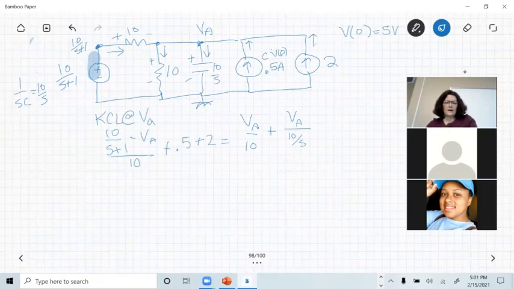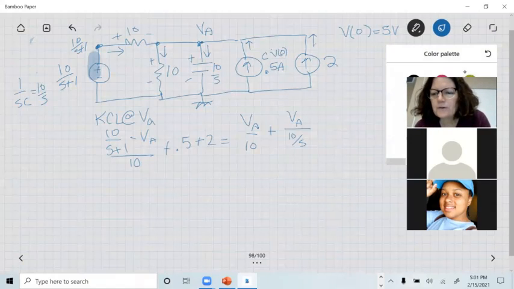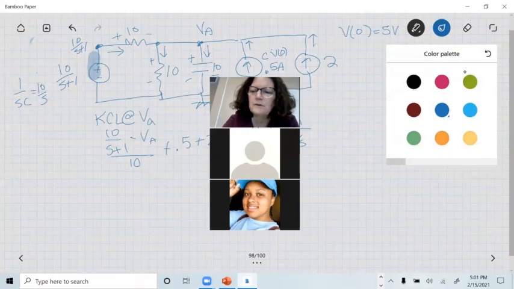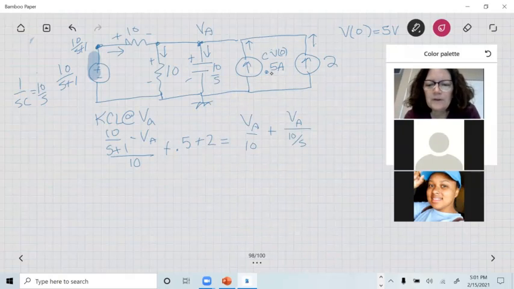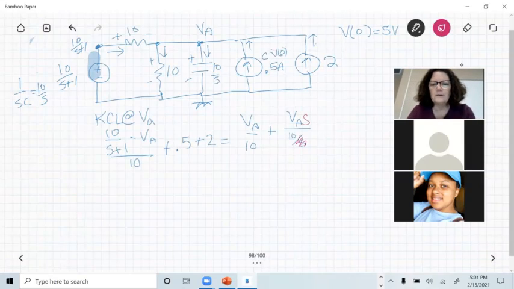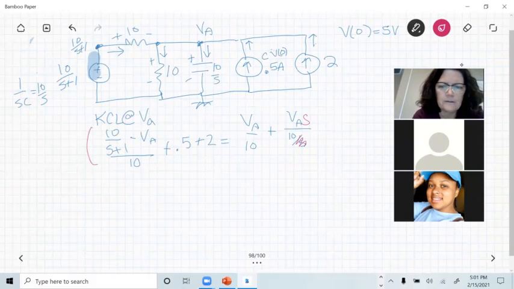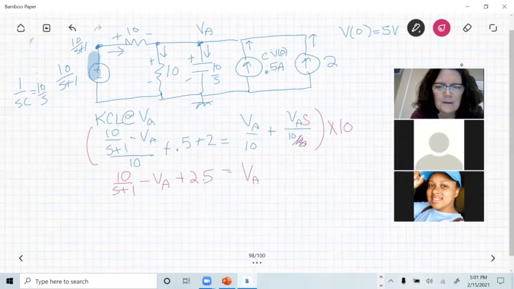A very messy algebraic equation. First thing I want to do is start changing it a little bit. This one I can clean up. Since it's a fraction divided by a fraction, I can get this S to go away and move it into the denominator. Then I'm going to multiply the entire equation by 10. This is why I hate teaching 188, by the way. It's too much algebra. 10 over S plus 1 minus VA plus 2.5, and I multiplied the whole thing by 10. I get VA times 1 plus S.